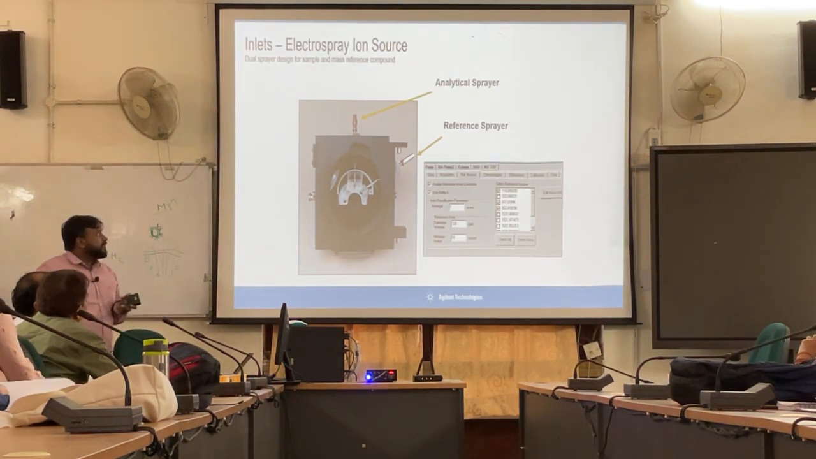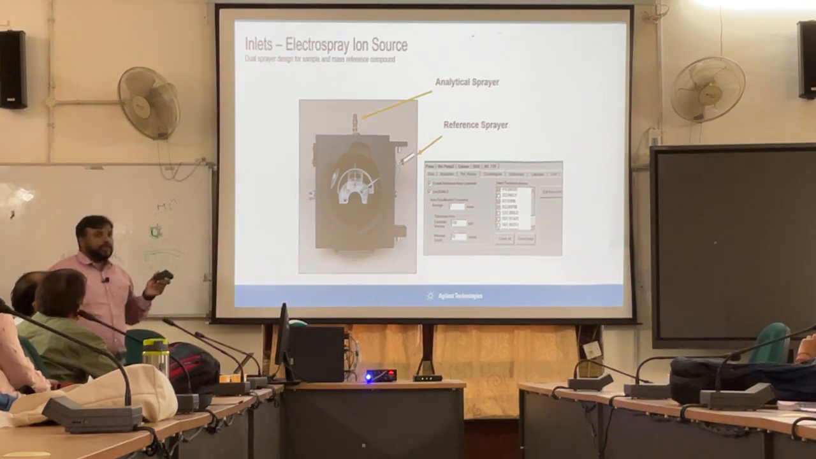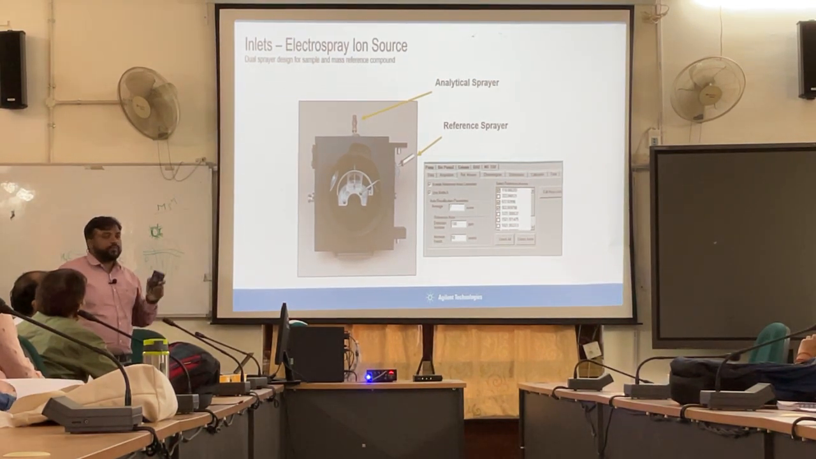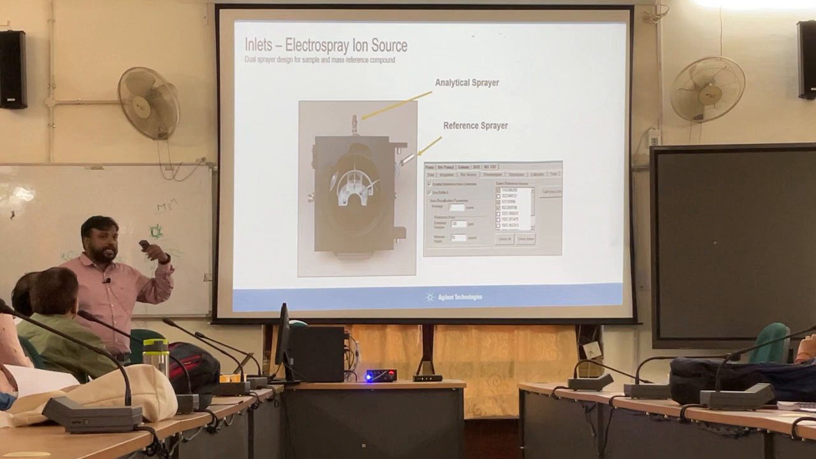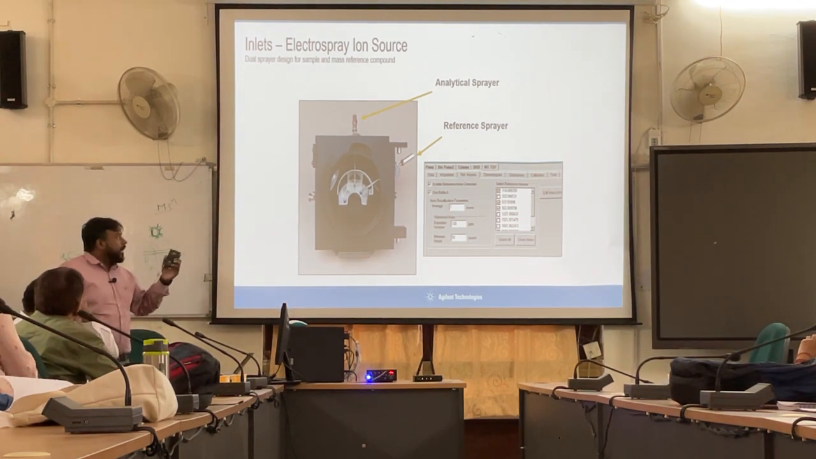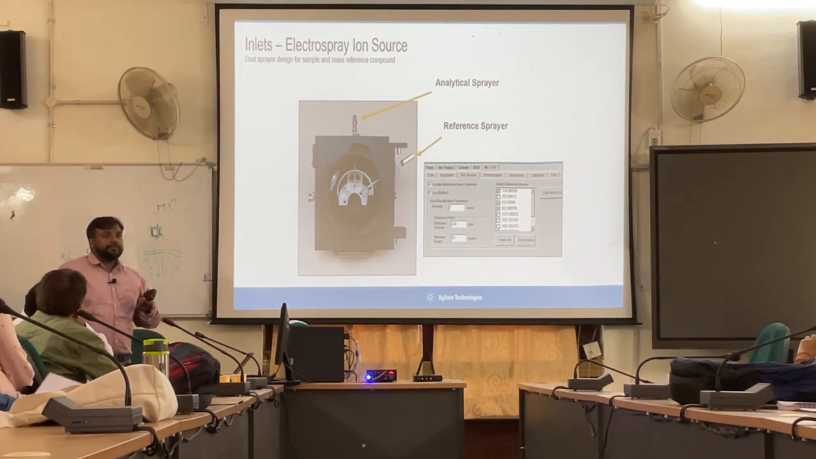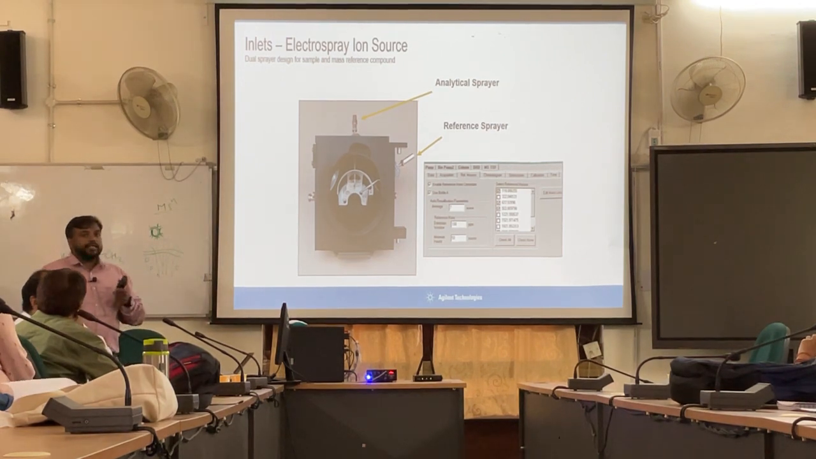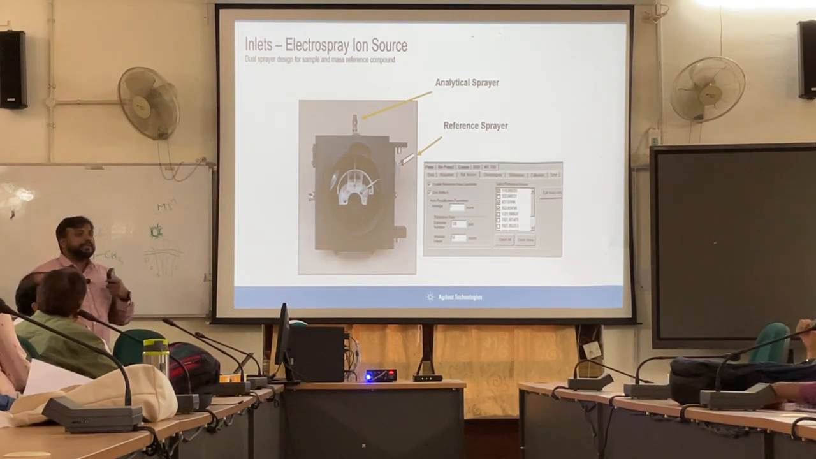There is one more feature. That's the reason this is called dual AGS. We have two nebulizers. Through one nebulizer we are injecting the sample, and through the other nebulizer we can inject the reference masses. What these reference masses actually do is calibrate the time of flight.